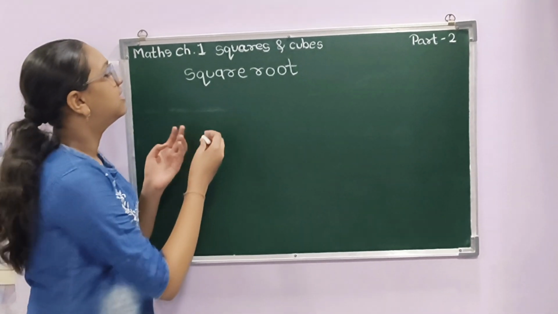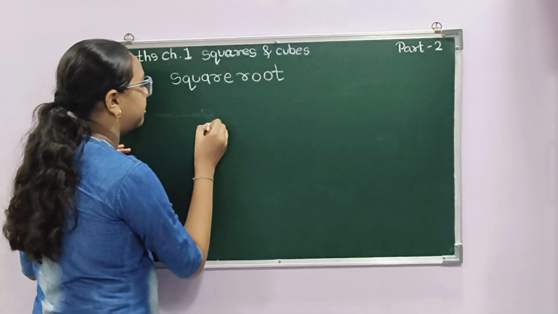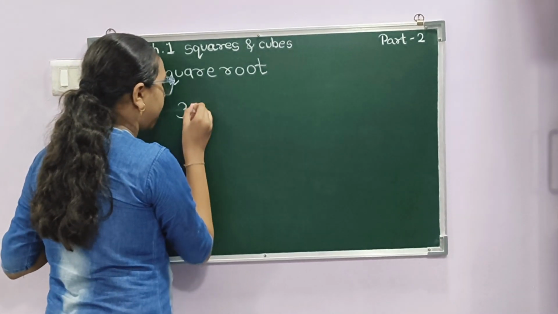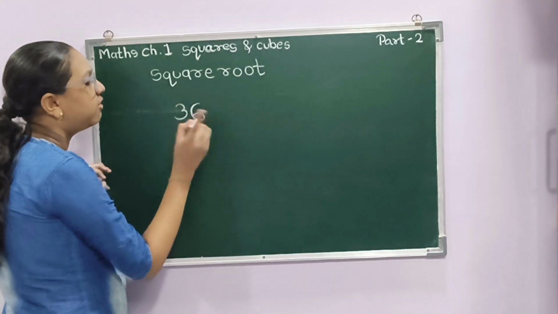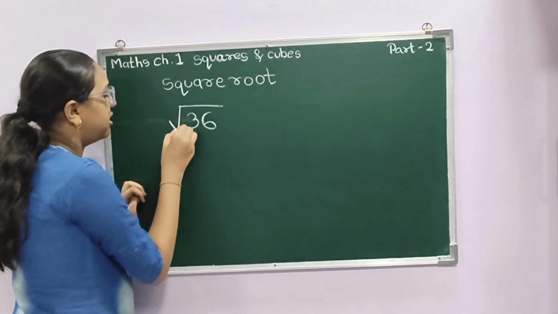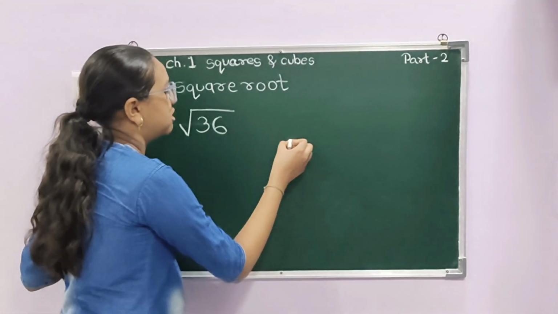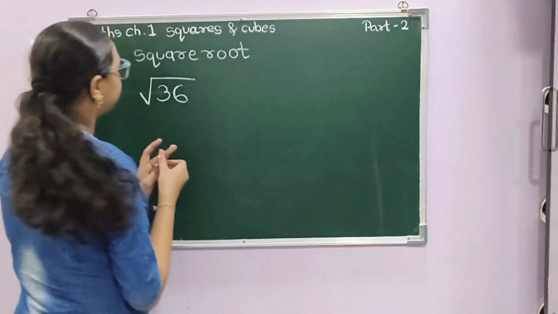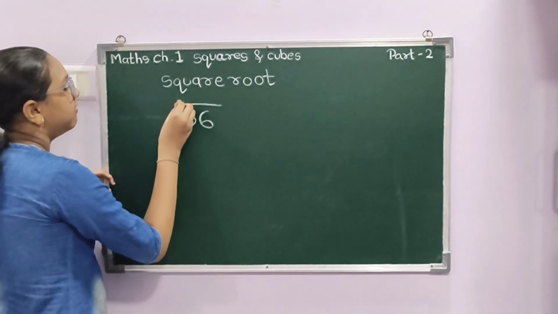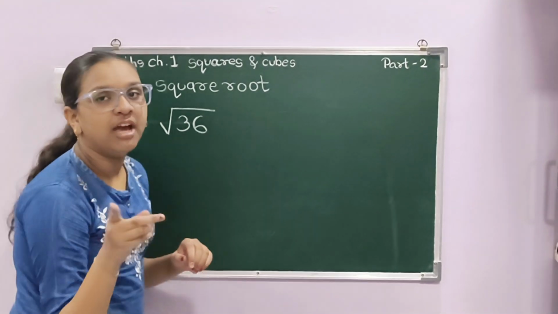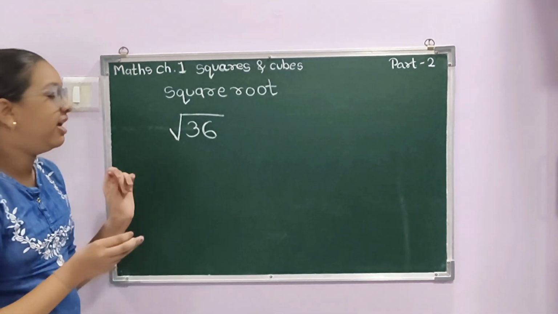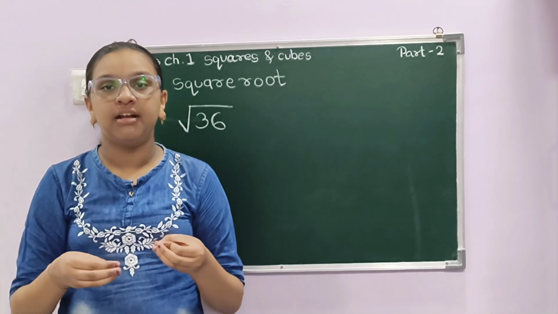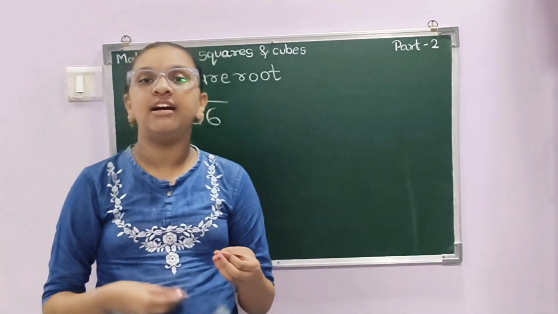So square root means, for example, I am taking 36. For square root this symbol is used. You must always remember this symbol. If this symbol comes in your exam paper, you have to understand that you have to find the square root. A square root means a number which multiplies itself to make a given number.